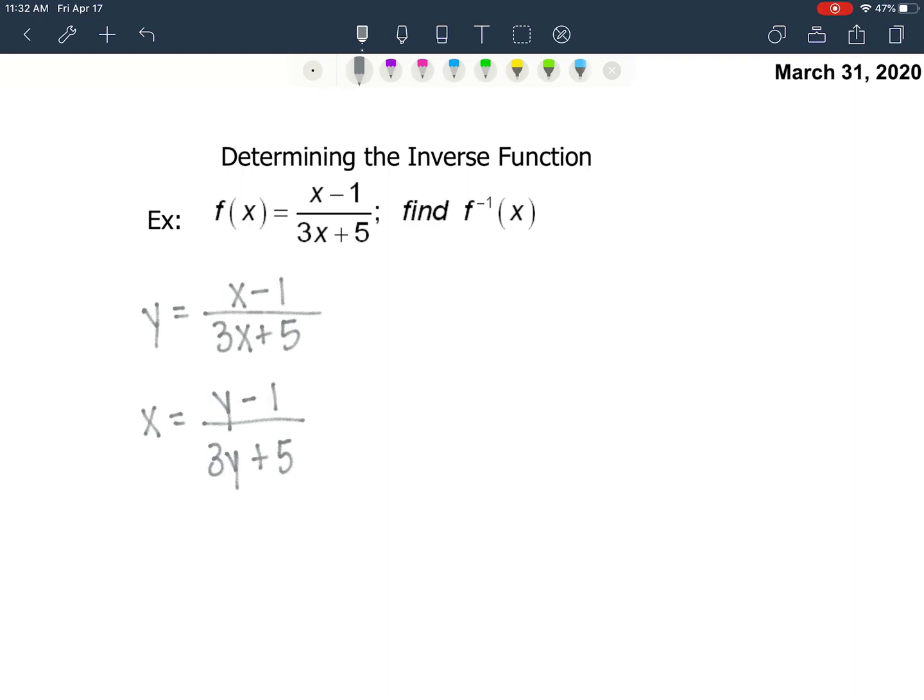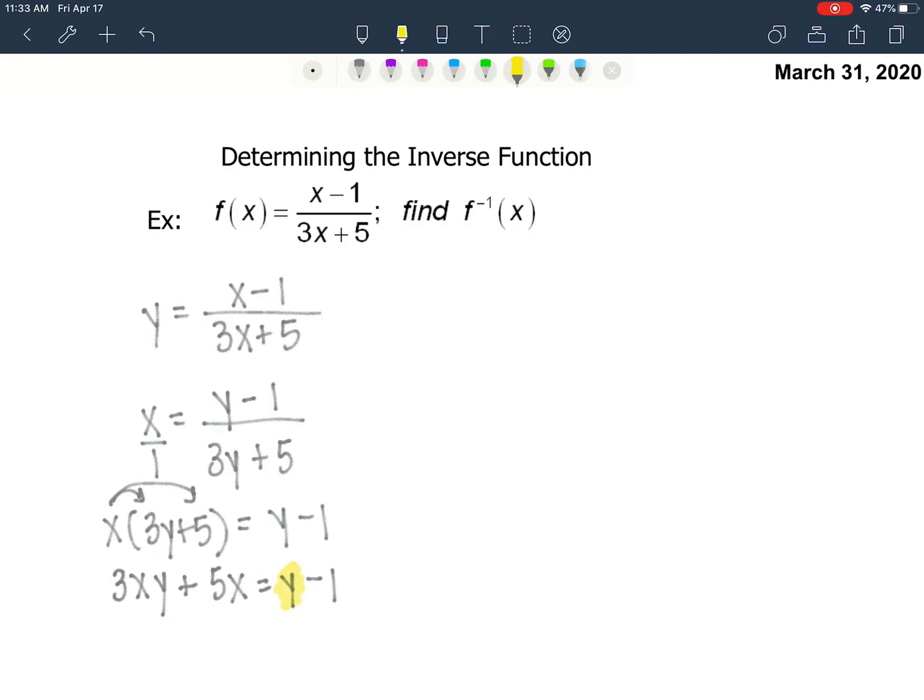And now we're going to solve for y. I'm going to cross multiply. So I have x times (3y plus 5) equals y minus 1. I'm going to distribute the x so that I have no distribution problems, or every term is its own term. I don't have anything connected by multiplication. So 3xy plus 5x equals y minus 1.